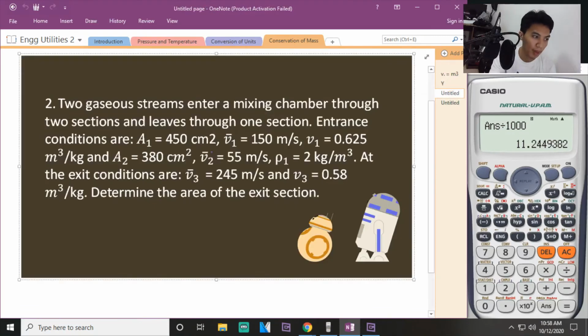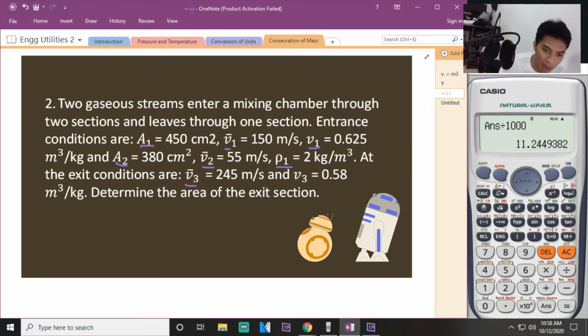Next one. Two gaseous streams enter a mixing chamber through two sections and leave through one section. The entrance conditions are A1, A2, tapos meron tayong B1, specific volume, velocity 2, tapos density 2, at exit condition. Yan daw yung mga given dyan. So, i-underline muna natin, okay?